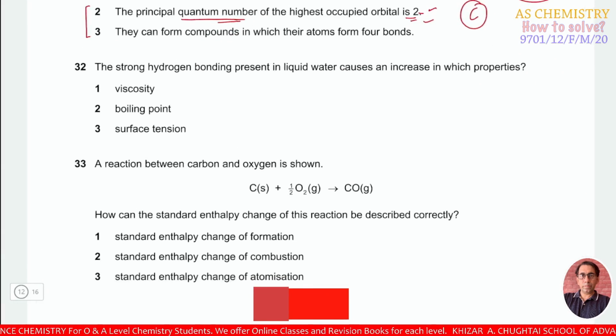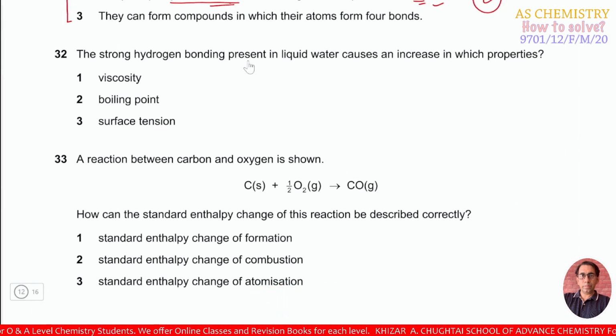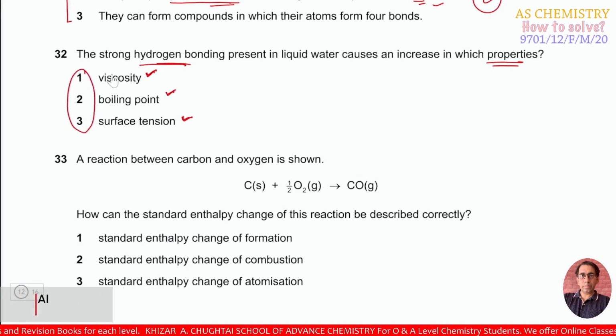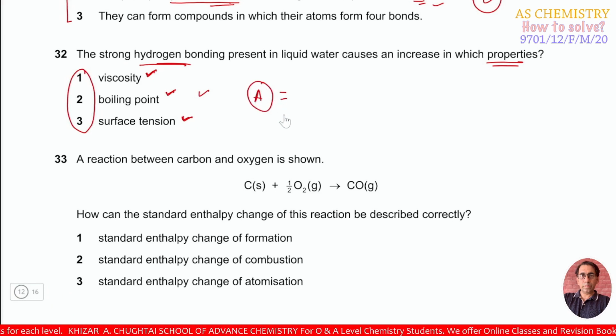Question number 32. The strong hydrogen bonding present in liquid water causes an increase in which properties? Because of the hydrogen bonding, which properties are changed? Viscosity, boiling point, and surface tension. These are all physical properties. By increasing the strength of hydrogen bonding, viscosity will be higher, boiling point will be higher, and surface tension will also be higher. So 1, 2, 3 are all correct. According to the above scheme, the answer is option A, all are correct.